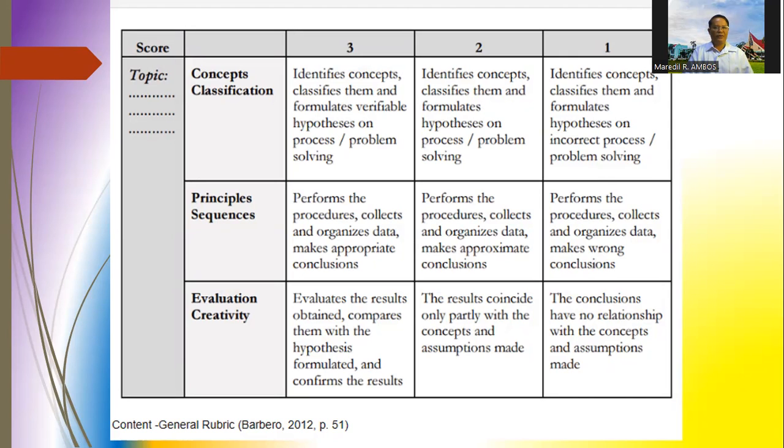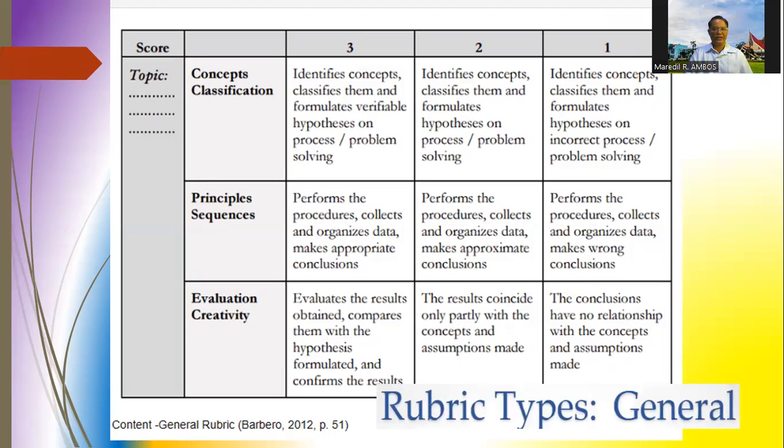and formulates verifiable hypothesis on process or the problem solving. Then for another criterion, principles, sequences, for example, if you're going to give 1, this is the description: performs the procedures, collects and organizes data, and makes wrong conclusions. Another criterion that you have is the evaluation of creativity. Supposing we're going to give 2 points for the students, this is the descriptor: the result coincides only partly with the concepts and assumptions made. So this is an example of the general rubric that we can have.